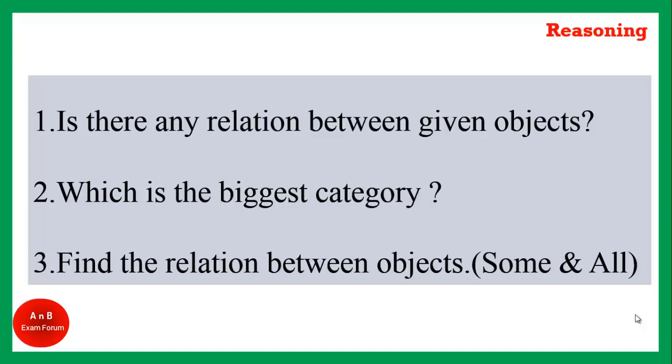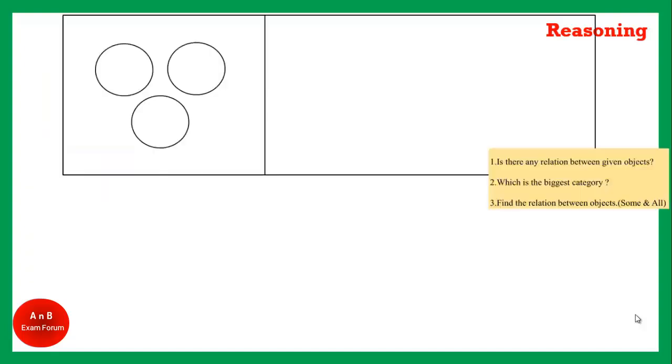First, you have to find whether there is a relation between the given objects. If the answer is yes, then you go for the next question, which is, which is the biggest category. After that, you have to see the relationship between the remaining objects. It can be either in the form of some or all. I will show you the 10 categories with which you can answer each and every question if it comes in an exam. So let's see category number 1. Let's see the question first.